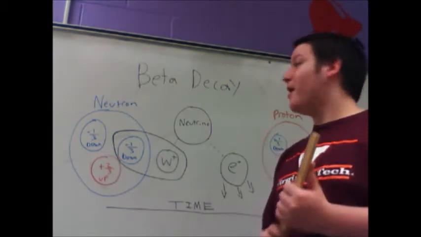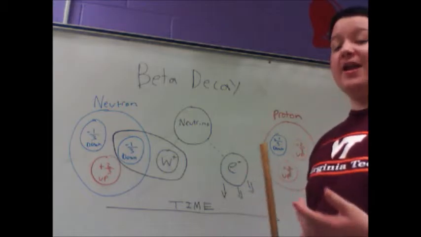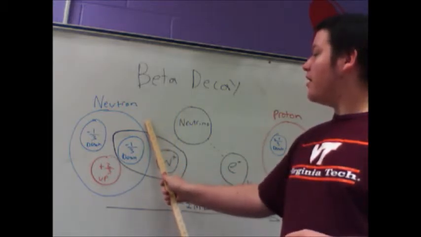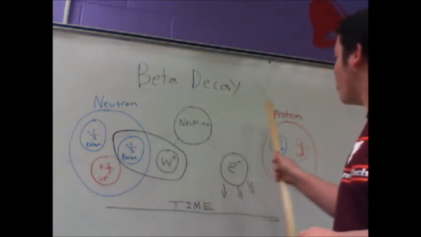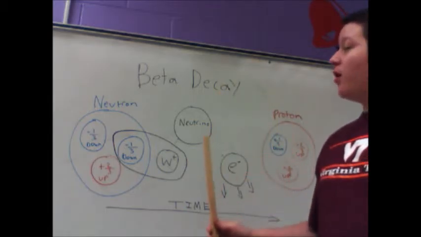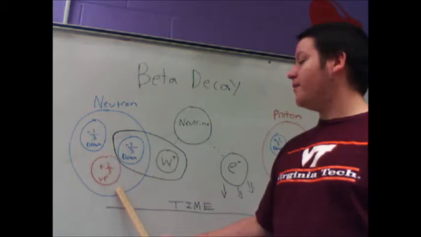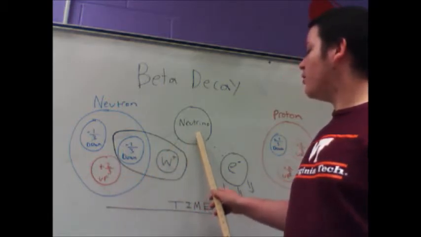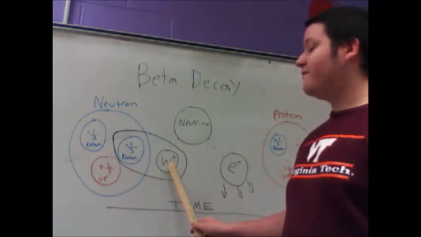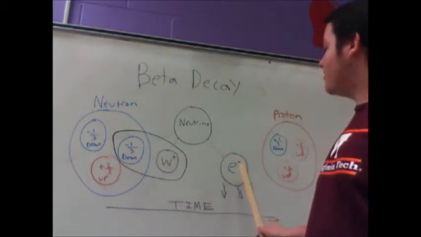Today we're going to be talking about beta decay. Beta decay is when a neutron interacts with a neutrino to form a proton. The way it works is a neutron consisting of 2 down quarks and 1 up quark interacts with a neutrino, which breaks into a positive W boson and an electron.